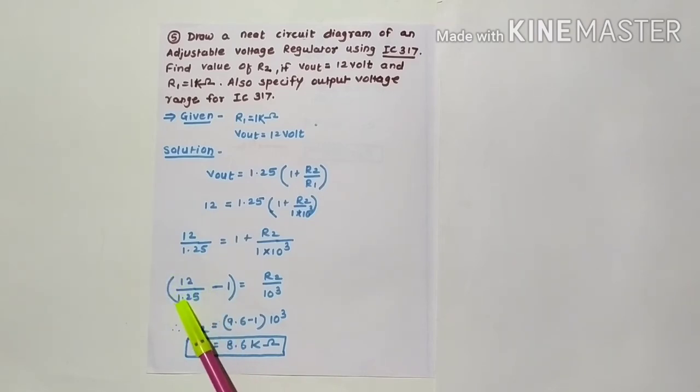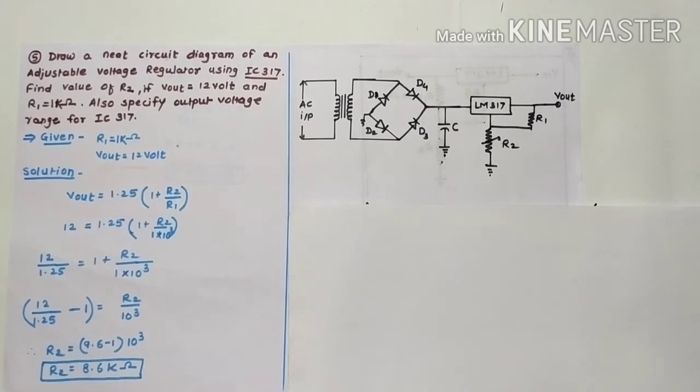By solving these both terms, we will get 9.6 minus 1 into 10 raised to 3, with the 10 raised to 3 from the denominator shifted to the left. So, we'll get R2 is equal to 9.6 minus 1 into 10 raised to 3. By subtracting this 1, we'll get 8.6 into 10 raised to 3. Means R2 is equal to 8.6 kilo ohm. Understood all of you? How to find out the value of R2? By using this formula. So in this way the value of R2 is equal to 8.6 kilo ohm.